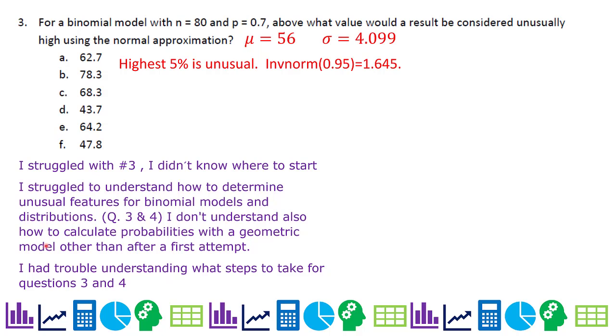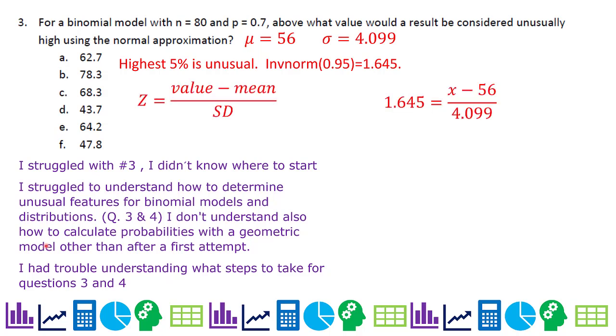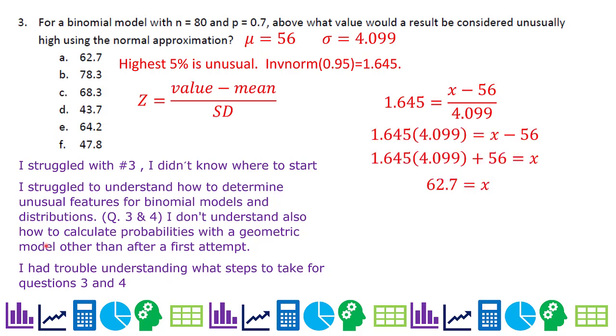So the z-score for the highest 5%, I did inverse norm. You could use StatKey to get the value. You need to start practicing using the calculator. That would be good. It's 1.645. So I'm going to get my z-score. I have my mean already and my standard deviation, which I calculated in the last problem. And I solve. And I get x is 62.7. So it wasn't the highest value. 62.7 marks the cutoff for high values. Anything above that, yes, would be considered unusual. So 62.7.